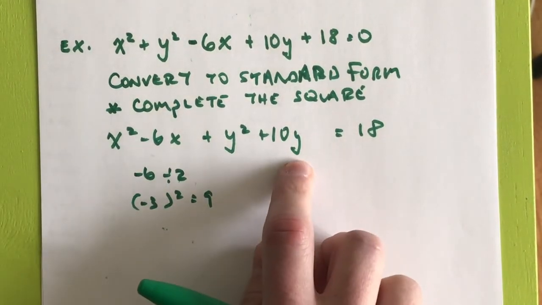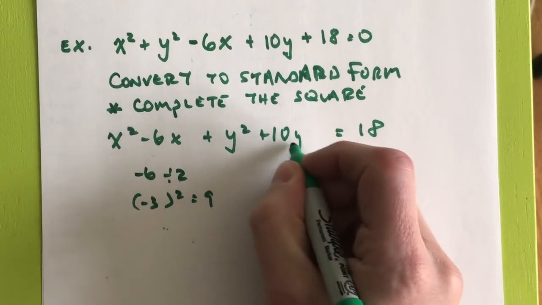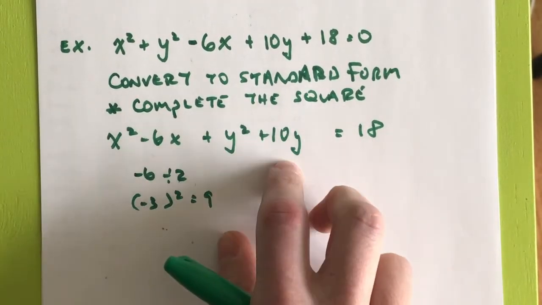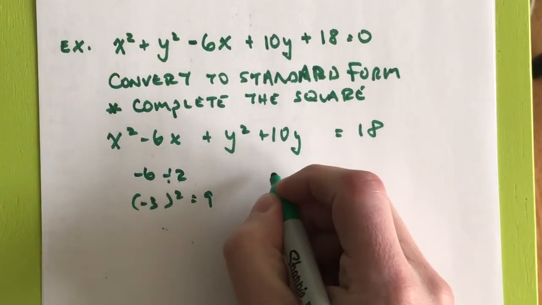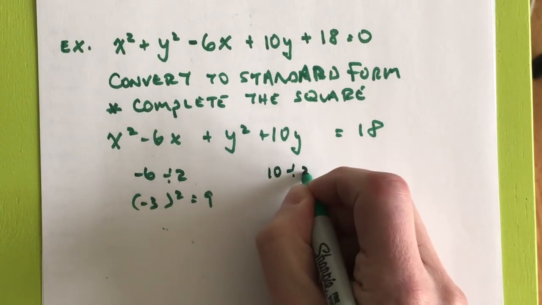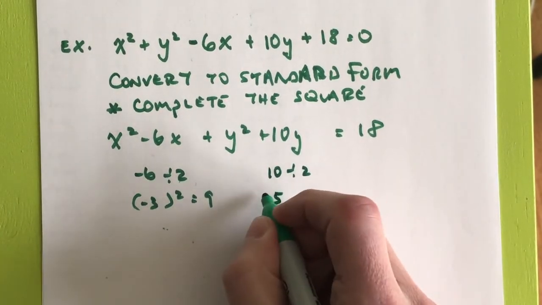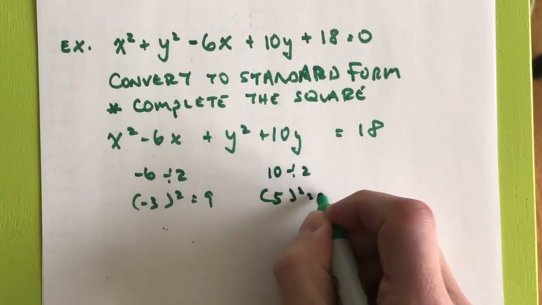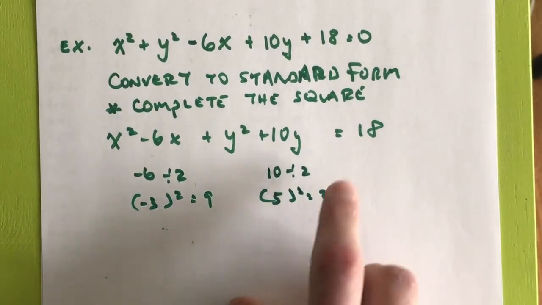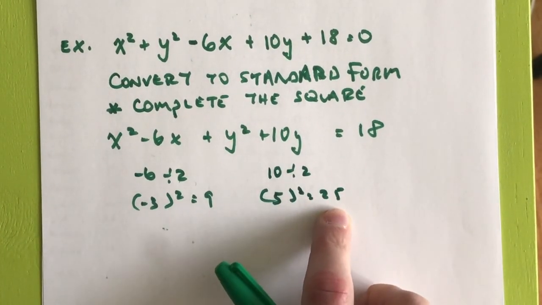I'm going to do the same for the y. So the y, the b term, the coefficient of the linear term, is 10. So I'm going to take 10, divide that in 2. I've got 5. I'm going to square that. I've got 25. So I'm going to both add and subtract 25.